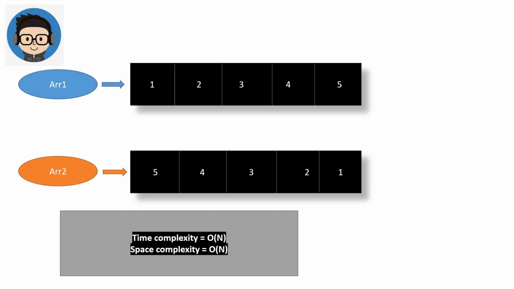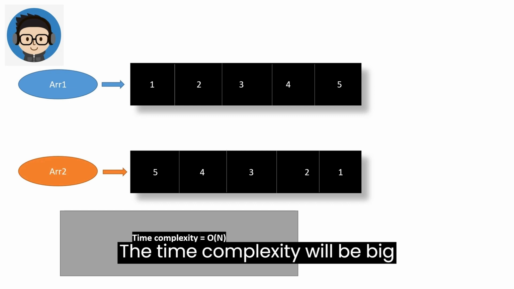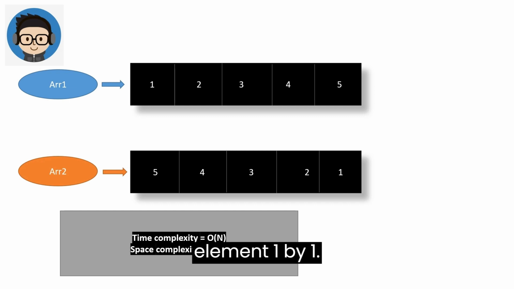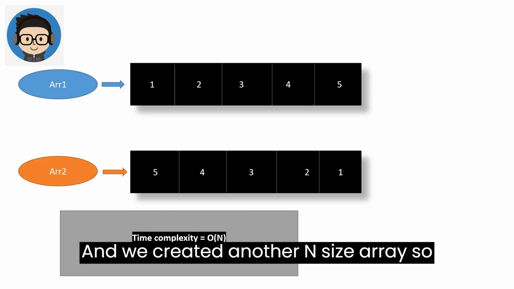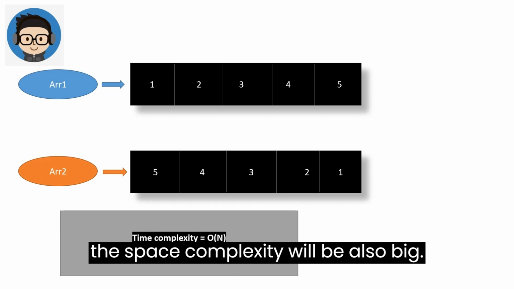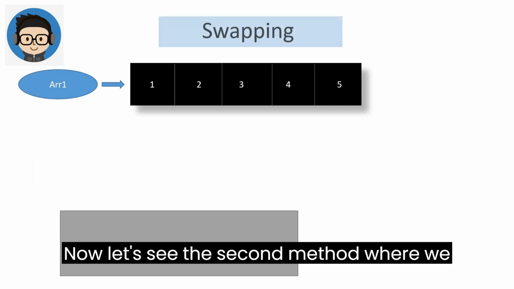Okay. The time complexity will be big O of n because we put every element one by one, and we created another n size array, so the space complexity will also be big O of n. Now let's see the second method.